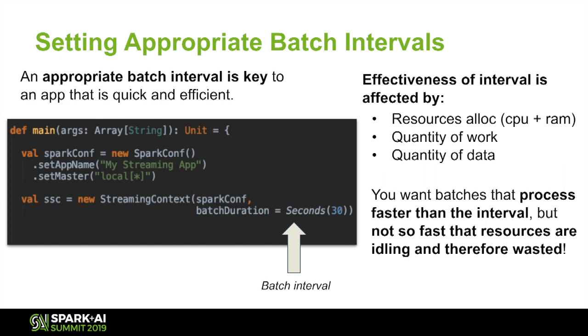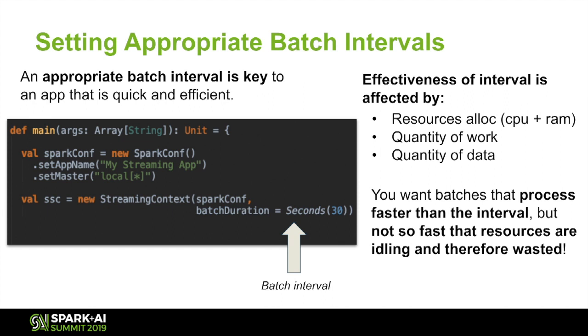Again, an appropriate batch interval is important if you want an app that is efficient in terms of processing the data in a timely fashion and using your resources appropriately. Its effectiveness is affected by how much resources you give it and what type, as well as the quantity of the work you're applying. So what actions are you doing on the data that you're ingesting? And of course, how much you're actually ingesting. And to some degree, the quality of the data you're ingesting too. If it's small and consistent, not with a lot of deep nested structures, then that makes a difference too.